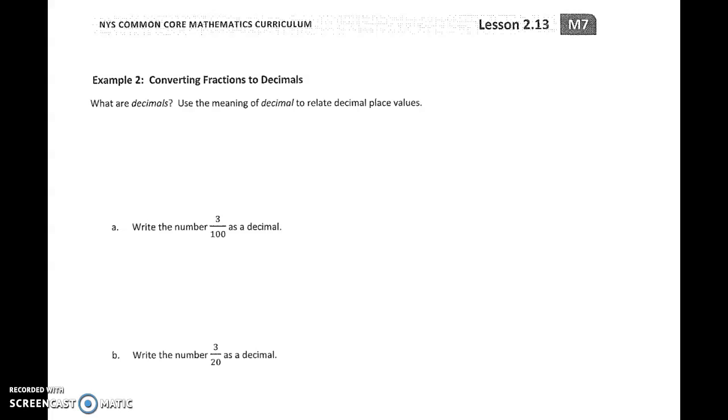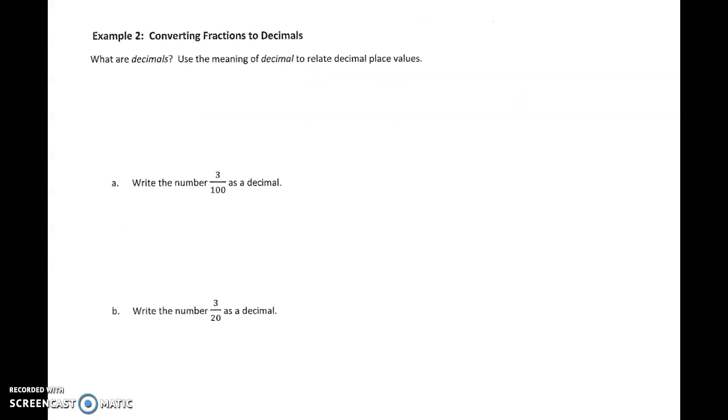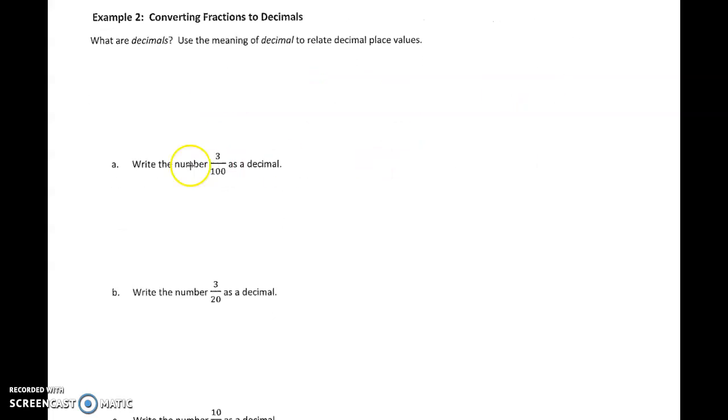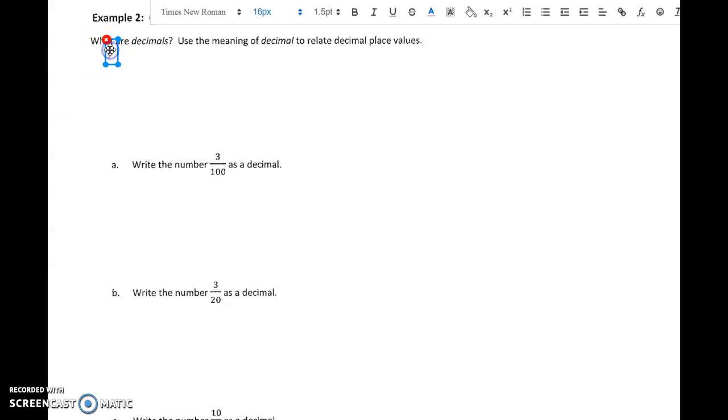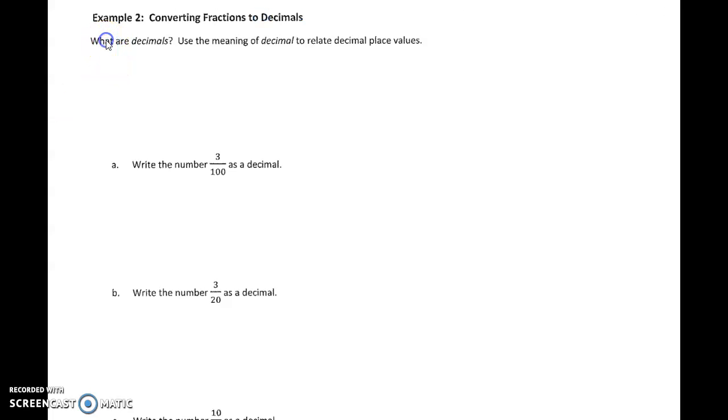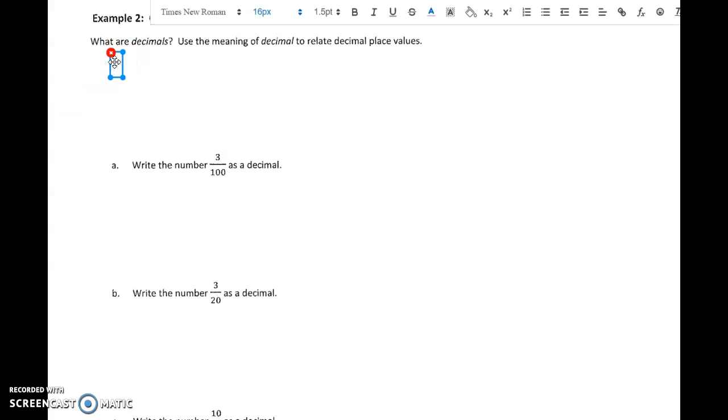All right, so now in lesson 13, we're going to convert fractions to decimals. In the last video, we worked on converting decimals to fractions, and now we kind of want to go the other way. So really, what are decimals? They come from the Latin word decimus. Not that you have to remember that, but they are specific.